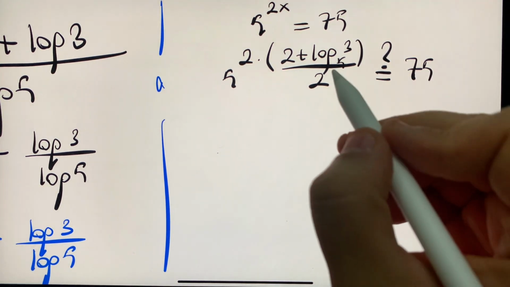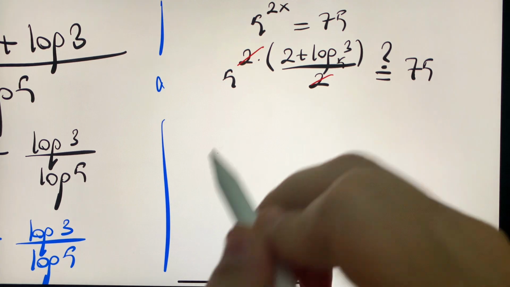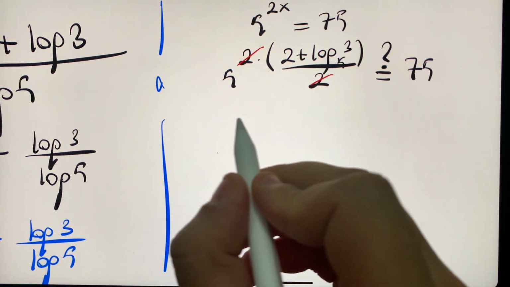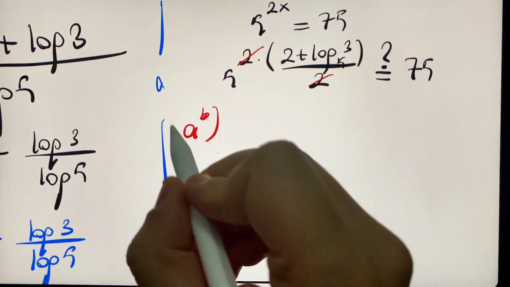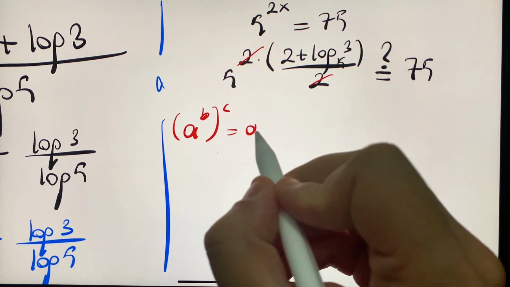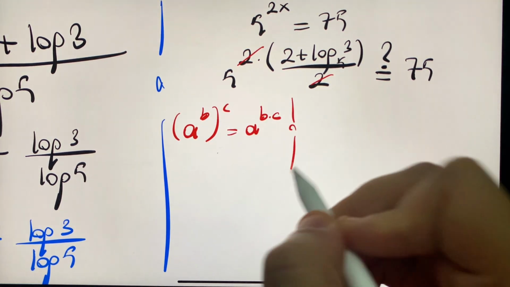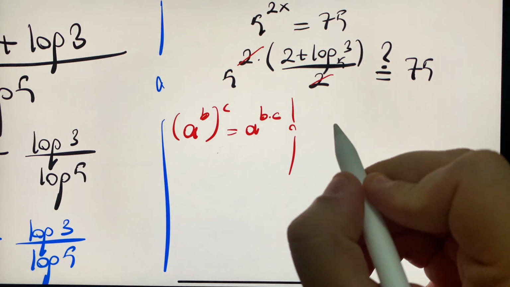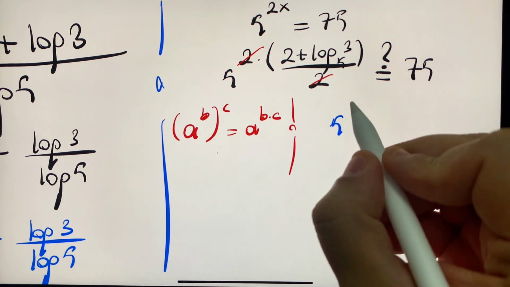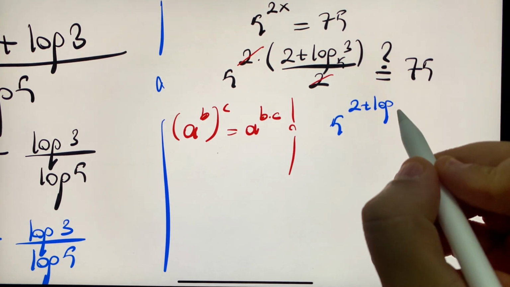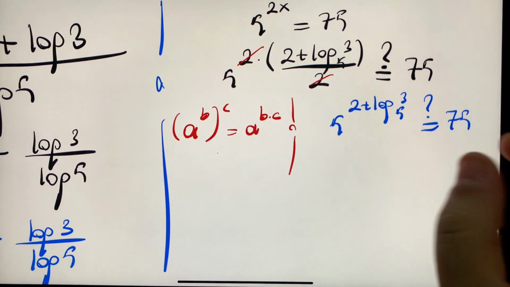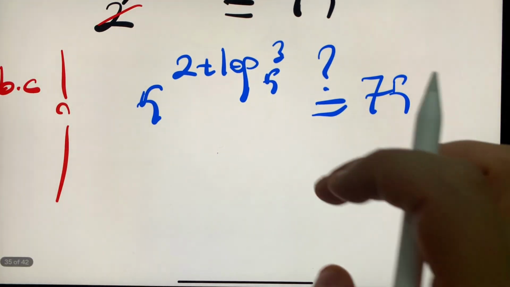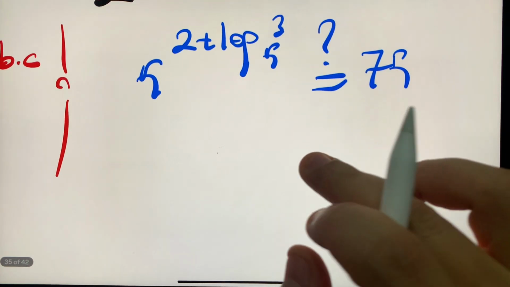Of course, what will be the first thing that attracts your attention here? These twos can cancel each other. Let's remember the properties of exponential numbers above: a to the b, to the c, we could write as a to the b times c. Because of this property, I wrote 5 to the 2 plus logarithm base 5 of 3. I'm looking to see if it equals 75.